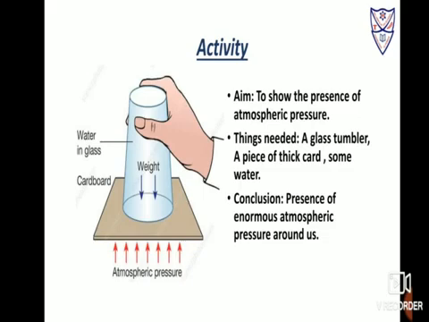Now students, let us understand one more activity which shows the presence of atmospheric pressure. Things needed: a glass tumbler, a piece of thick card and some water. Method. Take a glass tumbler filled with water and cover it with a piece of thick card. Press the card hard so that there is no air in the glass tumbler. Now keeping the card in position with one hand, we invert the glass tumbler full of water. The hand supporting the card is then withdrawn. Now what are you going to observe?